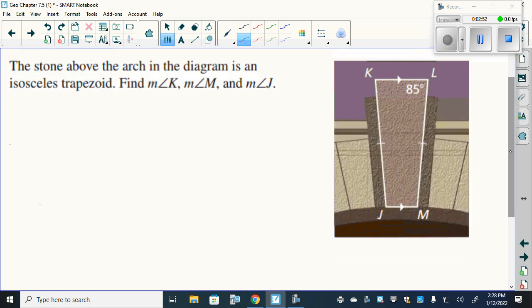So when we look at the first one here, the stone above the arch in the diagram is an isosceles trapezoid. Find the measure of the three missing angles. K and L are base angles because they're attached to the same line that is parallel. And since it's isosceles, the base angles are going to be the same. So the measure of angle K is 85 degrees.